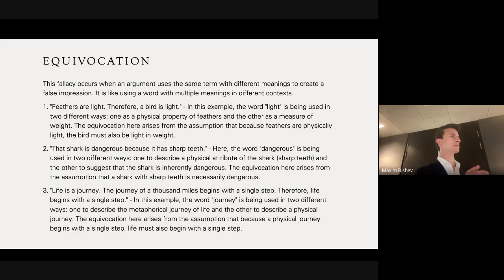But I've got an example, including feathers, right? All feathers are light. Things that are light cannot be dark. Therefore, no feathers are dark, right? In the first case, I've used light to mean not heavy. In the other, I use light to mean not dark. And then you're equating those two. So equivocating. That shark is dangerous because it has sharp teeth. That's like saying it's dangerous because it's dangerous. Yes? Having sharp teeth kind of automatically makes something dangerous. So you're saying it's dangerous because it's dangerous. It's not saying it will use those sharp teeth to kill you. That would be an actual argument.